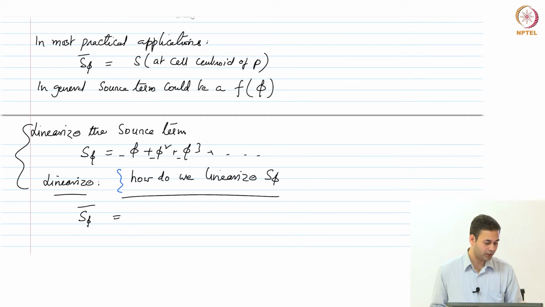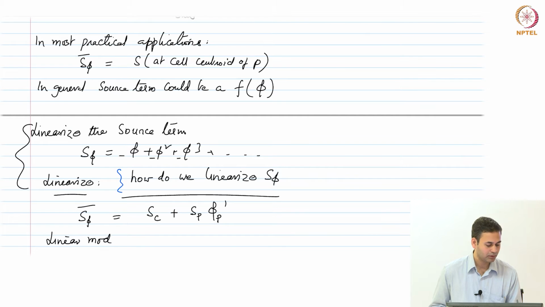to be evaluated at the cell centroid as some constant, that is S sub c, plus S p times phi P. So essentially this is to the power 1. So this is a linear model, which I have approximated. This is a linear model for the source term.